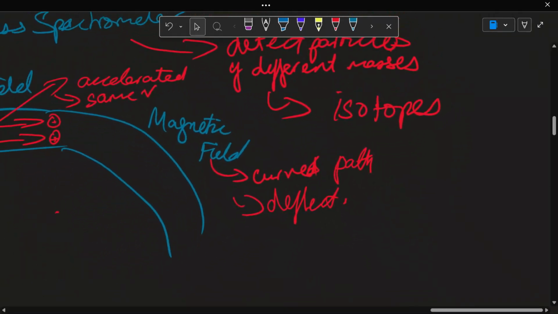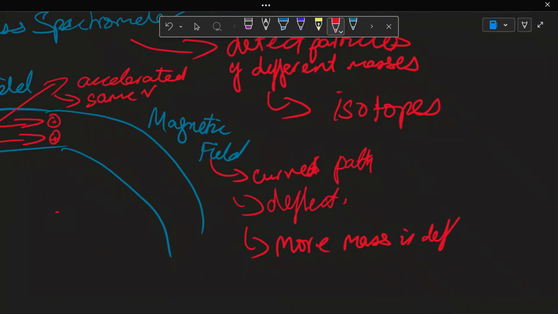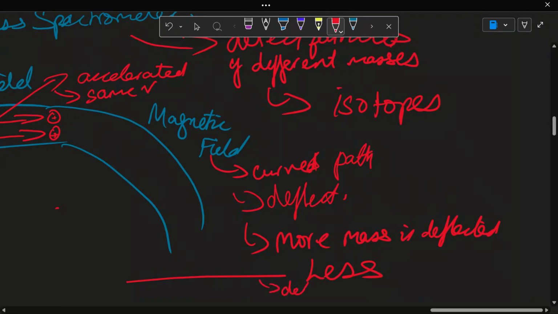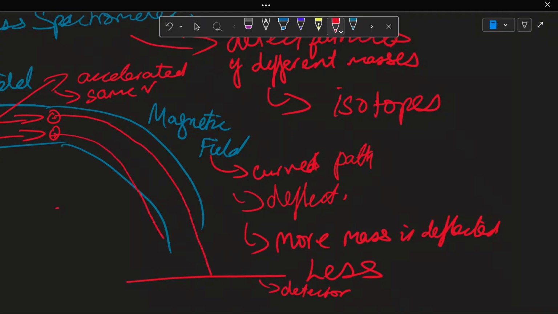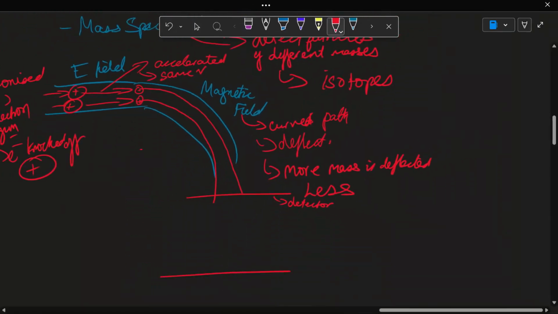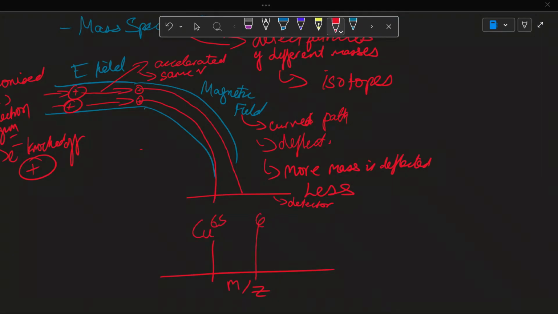So this is useful as larger samples or more mass is deflected less. So it's going to end up at a different point at our detector. If you imagine this one has a larger mass, it's not going to be deflected as much. It has a larger radius. This one is deflected by quite a lot. And that leads to our mass spectrum forming. So our x-axis can be mass over charge. Now you've got copper 63 and copper 65. So a larger mass is going to end up here, smaller mass is going to end up here, and that's how you can find our relative abundances.